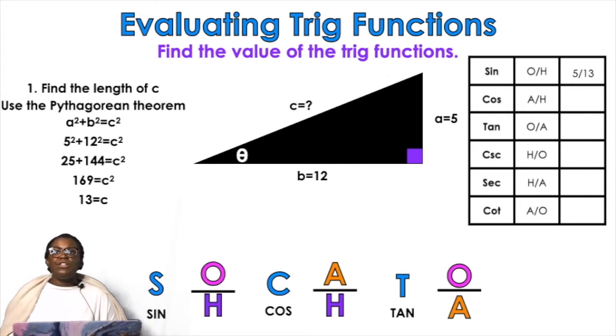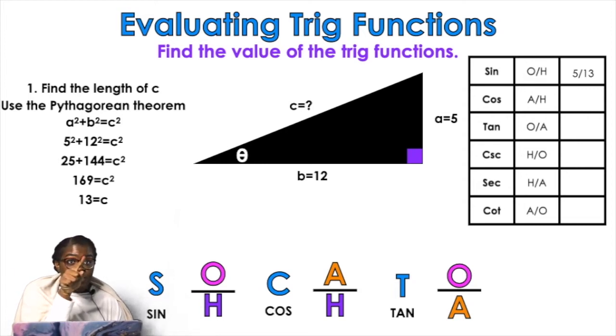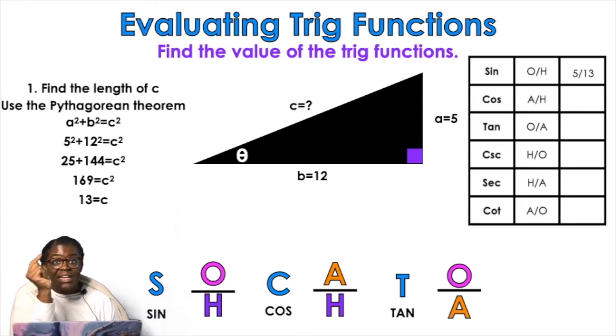So my sine is opposite over hypotenuse. If I'm looking at theta, I go to the side opposite of it. The 5 is opposite from the little white theta in the triangle, so 5 goes on top, and then over H, hypotenuse. Hypotenuse is always the side across from the right angle. The little purple square is across from C, and C we figured out was 13. So 5 over 13, that's how I figured that out.